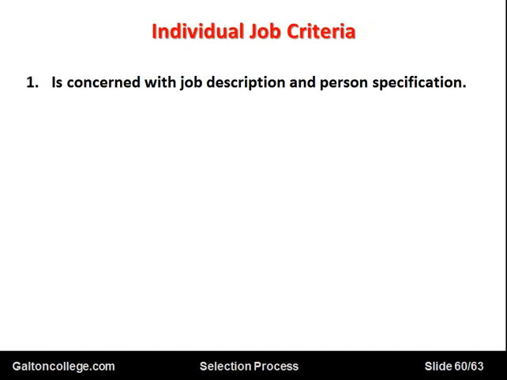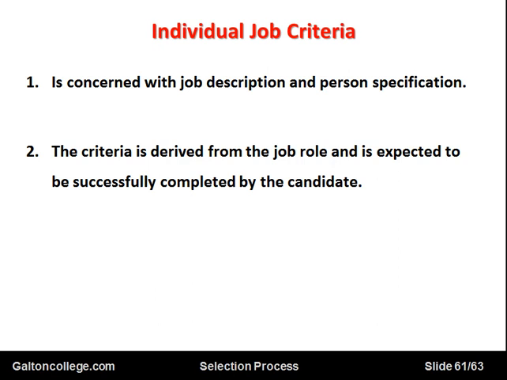The individual criteria is concerned with the job description and the person specification. So the job description is normally written as a function within an individual department, and this is what the individual applies for. The individual sees the job description and applies to undertake that particular job. The criteria is derived from the job role and is expected to be successfully completed by the candidate.